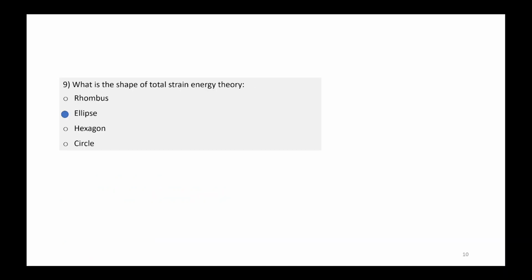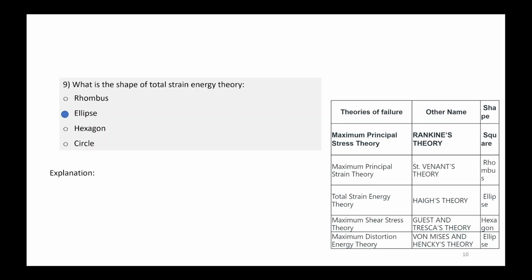Now, what is the shape of the total strain energy theory? So, these are various shapes that are given based on the equations of these theories. So, there will be an ellipse in case of total strain energy theory and in case of maximum distortion energy theory.